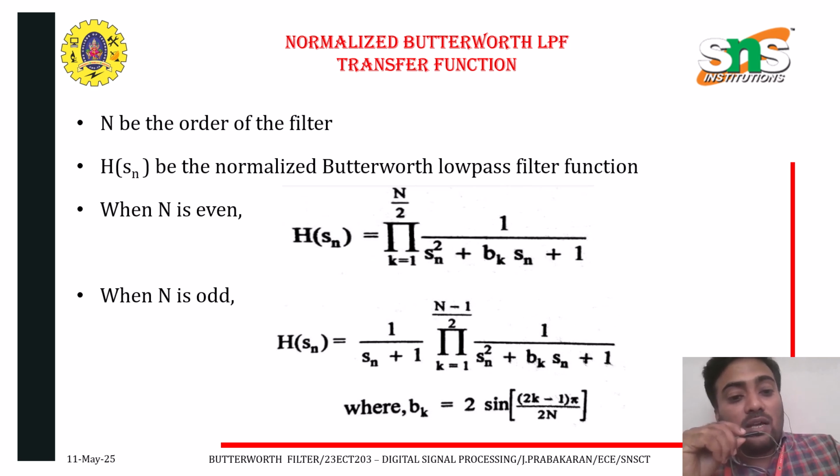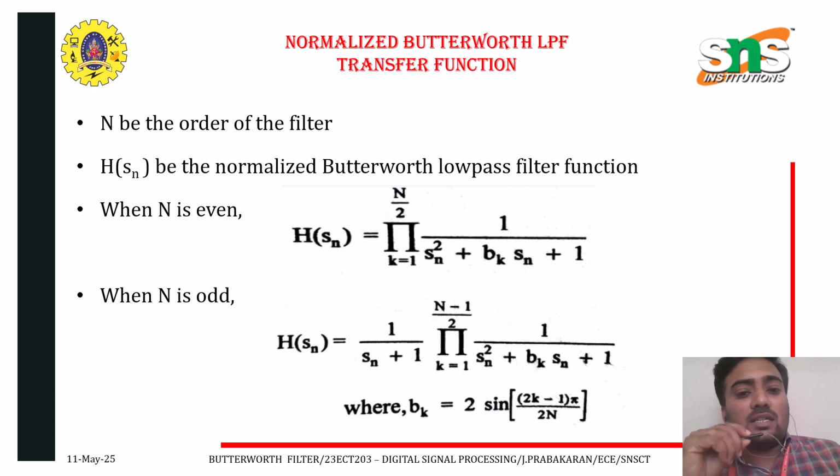The filter order N completely specifies the filter. The magnitude is maximally flat at the origin. The magnitude is also a monotonically decreasing function of omega. The magnitude response approaches the ideal response as the value of N increases.